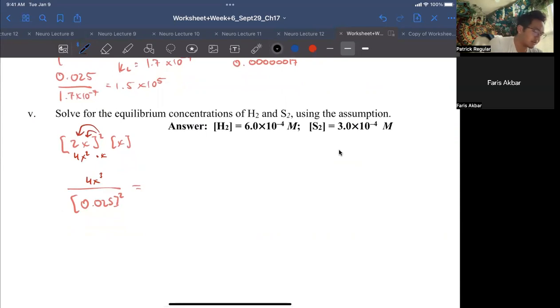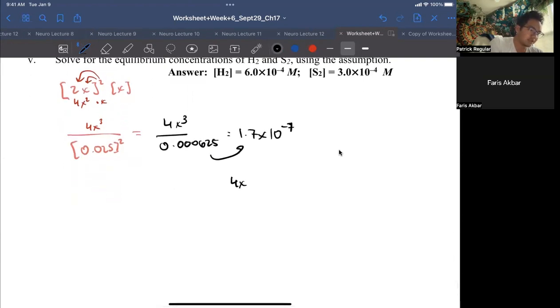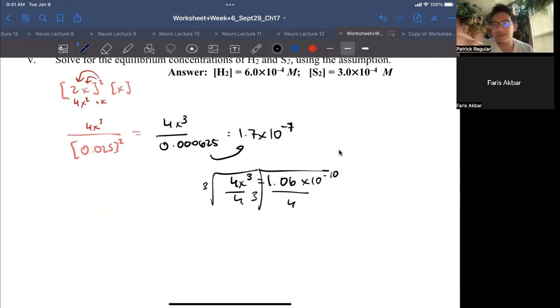Let's multiply at the bottom. It's going to be 4x cubed over 0.000625. It's 1.7 times 10 to the negative 7. Multiply that over. 4x cubed equals 1.06 times 10 to the negative 10. Divide by 4, and then cube root it. Whole bunch of the math stuff, yada, yada, yada. I am pretty sure you guys can do that.